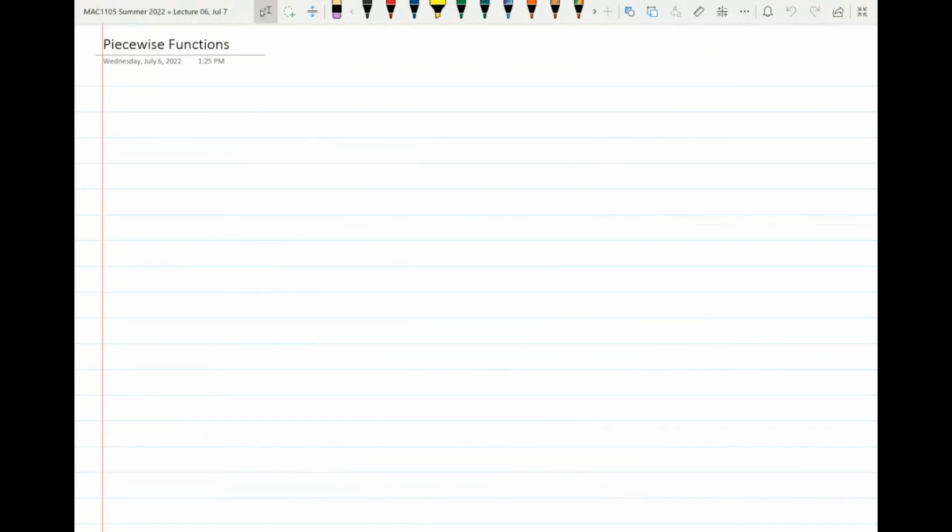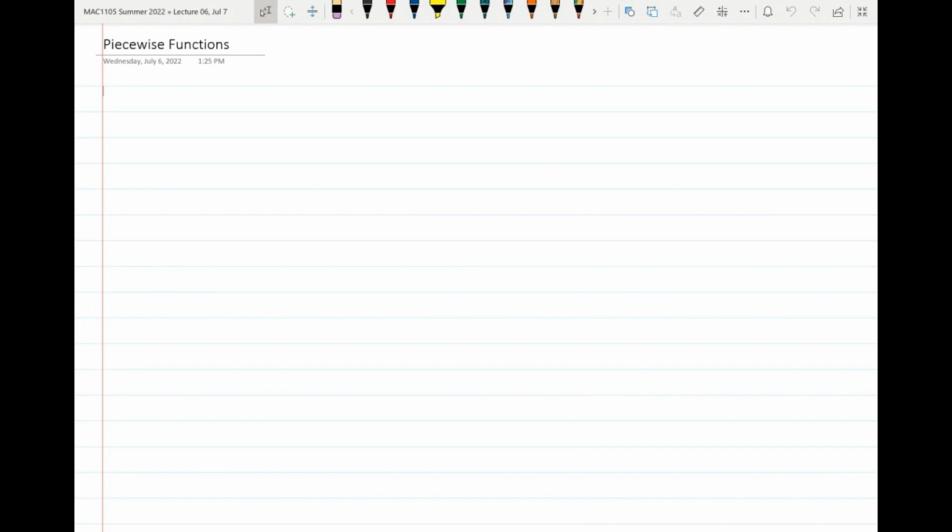What do you think a piecewise function is? What's a piecewise function? Yes. A function made up of several parts. Okay. Or pieces. I know, but it's piecewise, so I expected you to use the word. But good. It's a function that has different pieces.